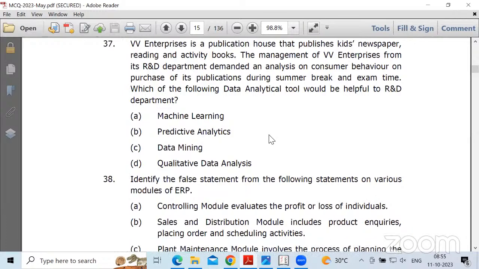VV Enterprise is a publication house that publishes kids' newspapers, reading activity books, and books. The management of VV Enterprise from the R&D department demanded an analysis of consumer behavior and purchase of its publications during summer break and exam time. So they want to analyze the purchase behavior of the customers. Which of the following data analytical tools would be helpful to R&D? Machine learning, predictive analysis, data mining, quantitative or qualitative data analysis.